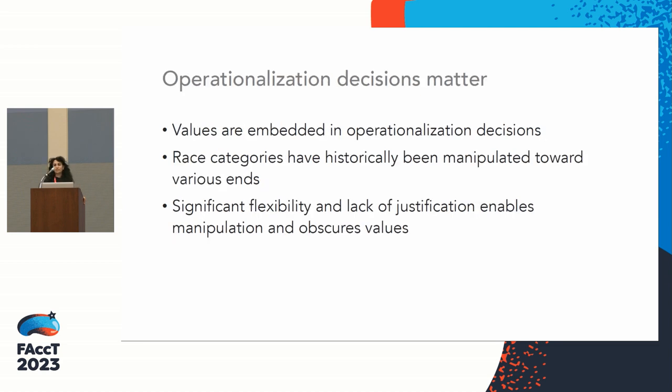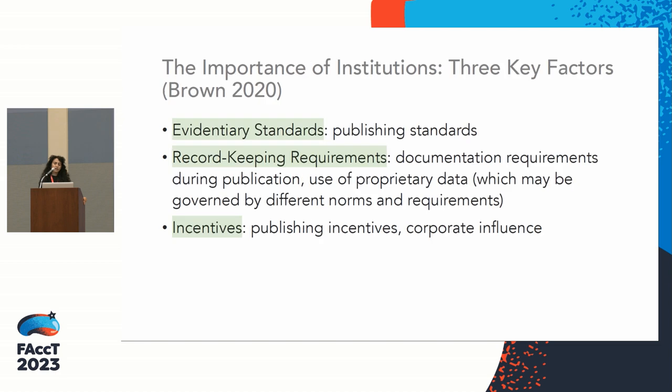And this is important because operationalization decisions matter. Based on our findings and the literature, we know that values are embedded in these operationalization decisions, and race categories have historically been manipulated toward various ends. So the significant flexibility and lack of justification that we see is really troubling. And as a path forward, I want to talk about the importance of institutions once again.